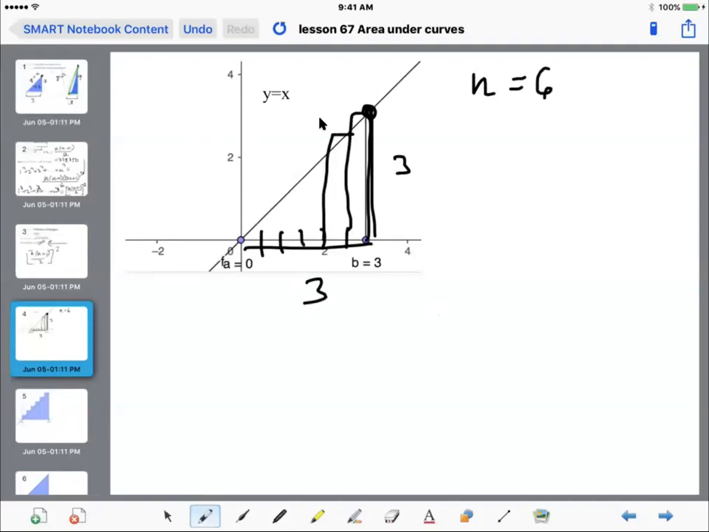And this second to last rectangle is going to have a height of 2.5 because the height's always the same as the x coordinate, the x and y coordinates are the same. So this x coordinate is 2.5. That makes this y coordinate at this point 2.5. And that's going to be the height. So here I have the 6 rectangles.